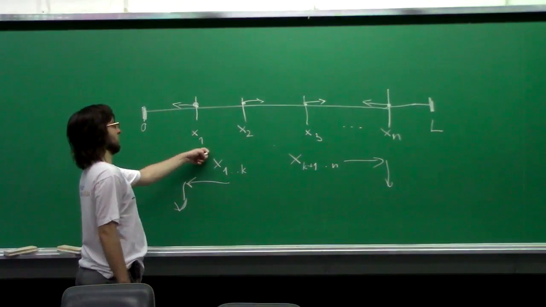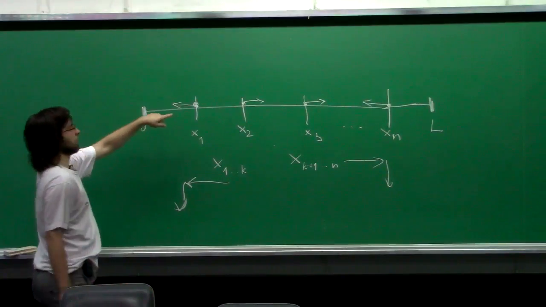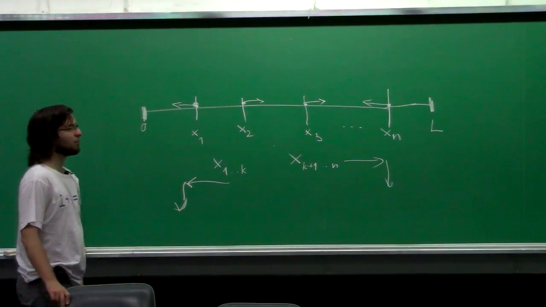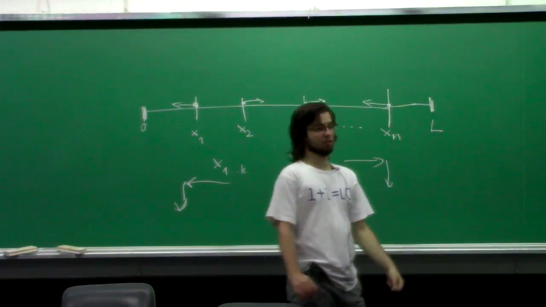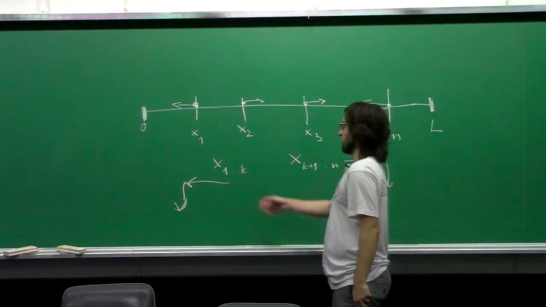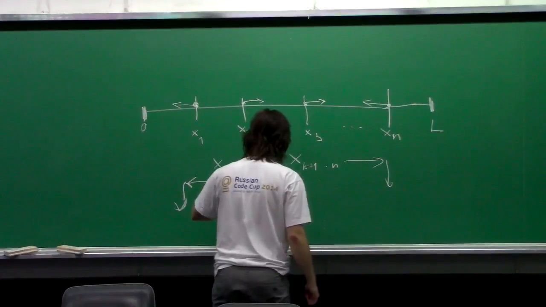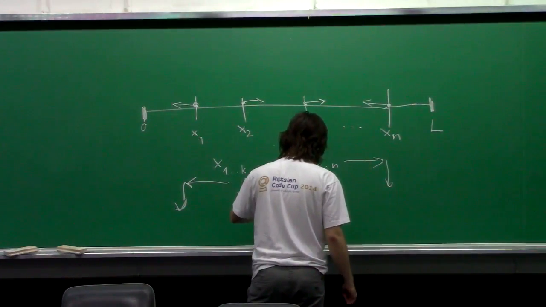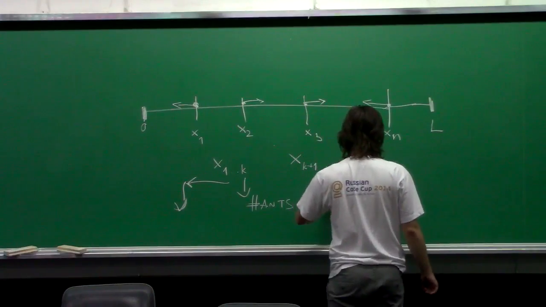Whenever there is an ant moving to the left, it has to drop down from the left end. It cannot drop from the right end, and when there is an ant moving to the right, it can only drop from the right end. K is the number of ants moving to the left initially.